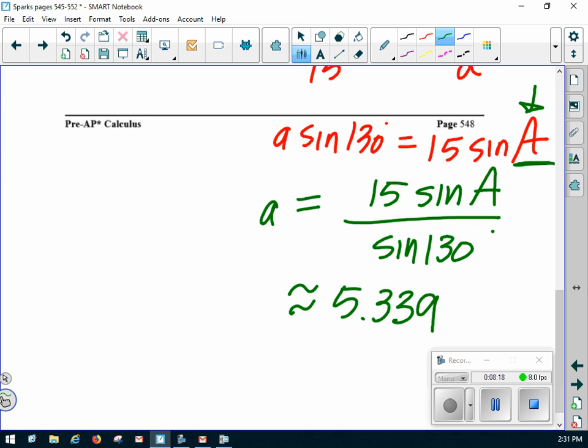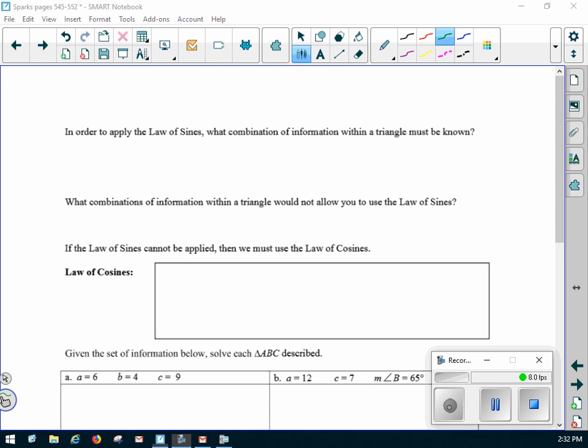Divide both sides by sine 130. Run that on your calculator, but remember you've got that stored, so use your store function, or your alpha character A. Are you getting that number? I'm hearing a uh-huh, and uh-uh. Last page.